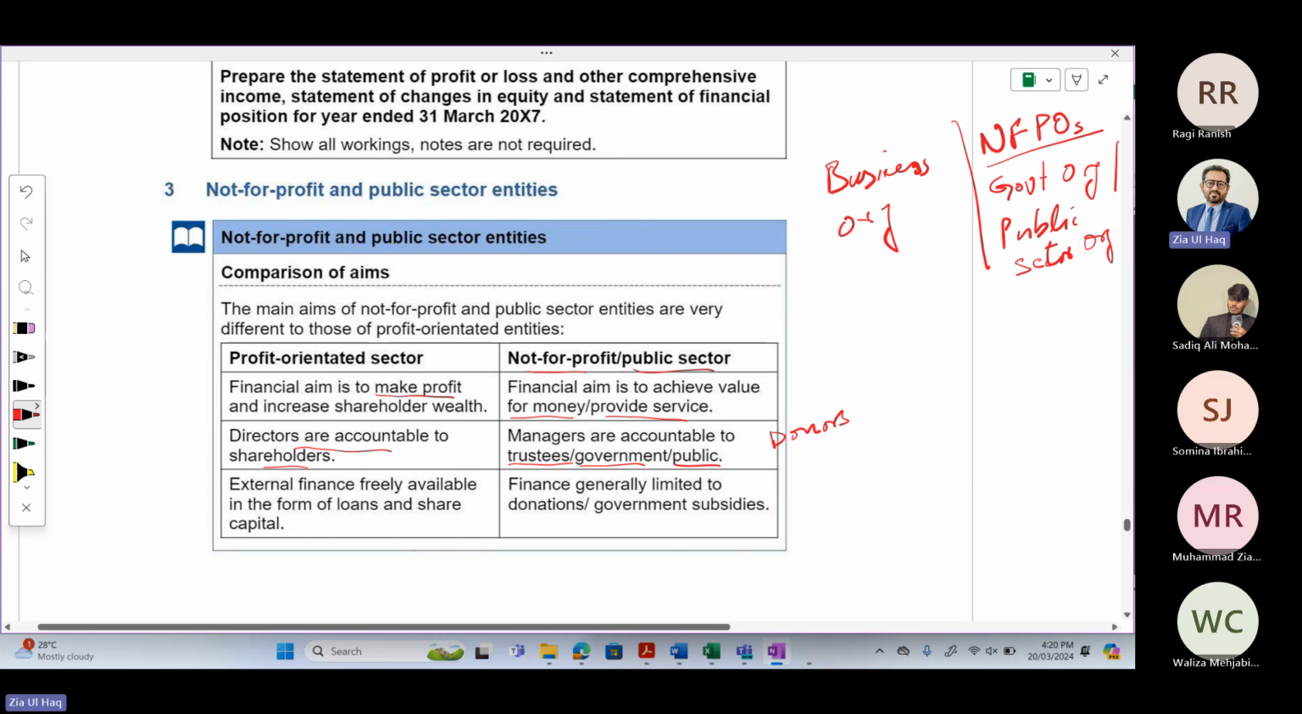Business organizations obtain external finance like loans, or they can get money through capital, meaning issuing shares, while NFPOs get money from donations or government funds, meaning government budget, government subsidies.